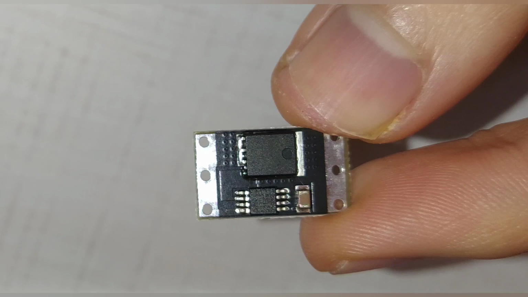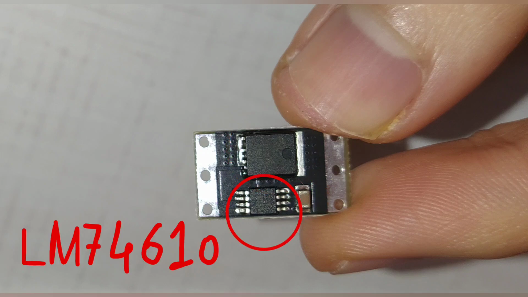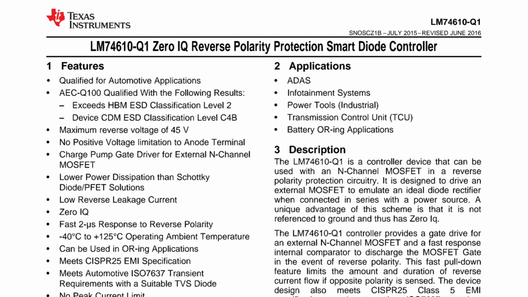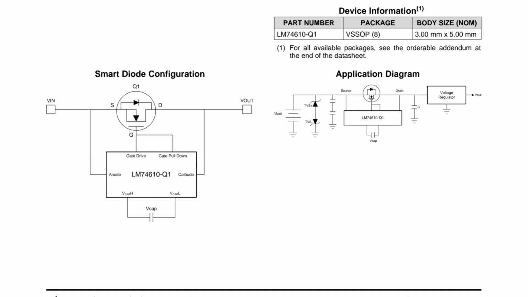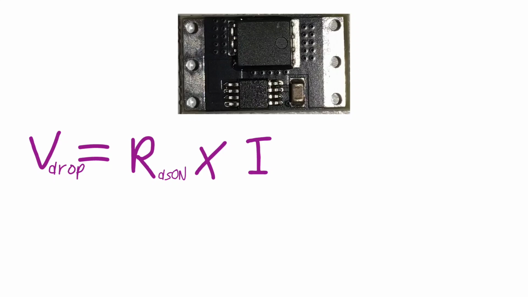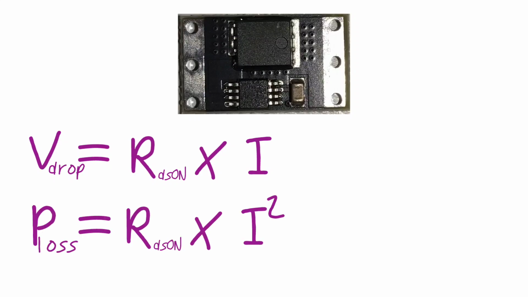Well, as you can see, we have three components: a ceramic capacitor, a MOSFET, and this is an LM74610, which is an ideal diode controller, which basically tells the MOSFET when to turn on or off. And it does this by controlling the gate of the MOSFET using a charge pump circuit. The voltage drop will be the RDS(on) times the current, whereas the total power dissipated by this ideal diode is the RDS(on) of the MOSFET times the current squared.